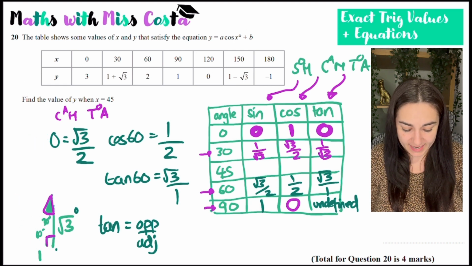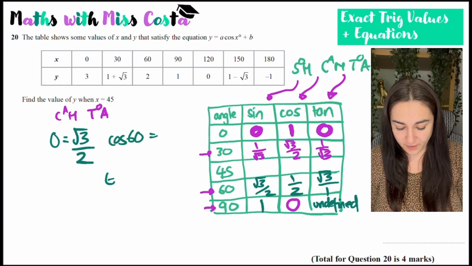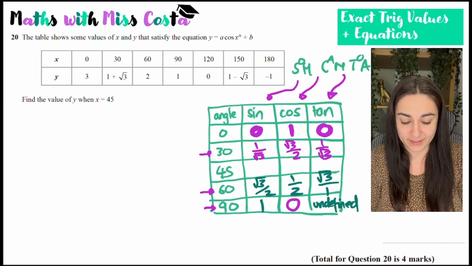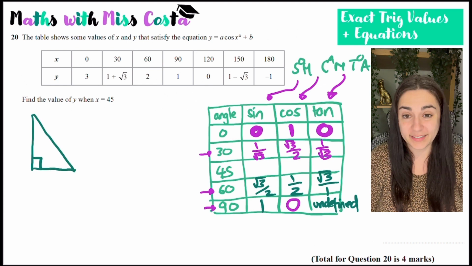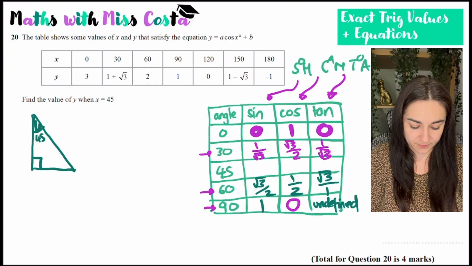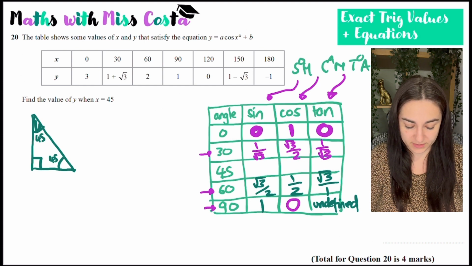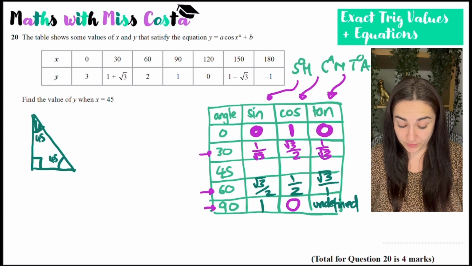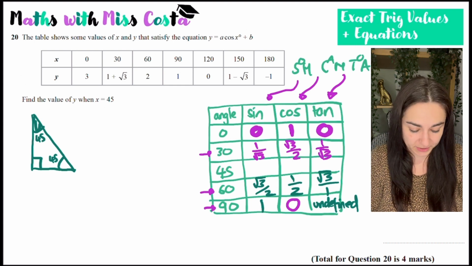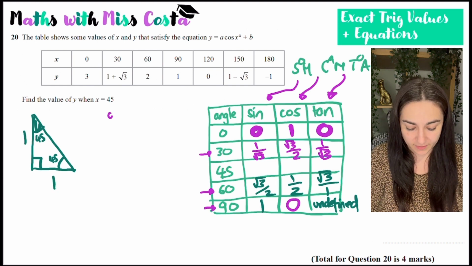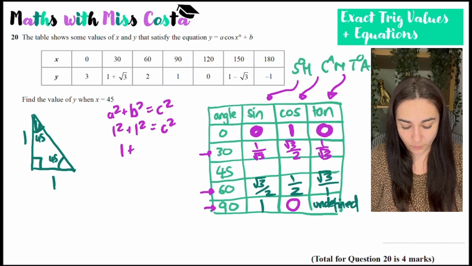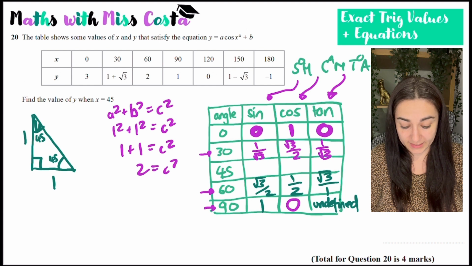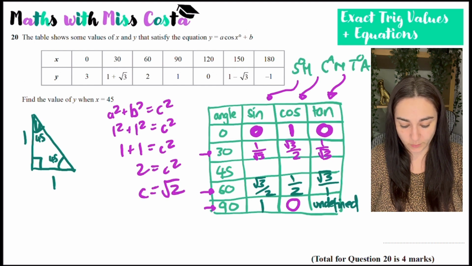Now for the next part, we have 45 degrees. We need to think, how could we create a triangle that has 45 degrees? Well, I could just start with a basic right angle triangle of 90 degrees and an angle of 45, and another angle would have to be 45. So that's how I could do this. Now I just use a unit triangle, so I'm going to say that this side is 1 and this side is 1. Using Pythagoras, a squared plus b squared equals c squared, I'd say 1 squared plus 1 squared equals c squared. 1 plus 1 is 2, so c squared is 2, so c is going to be the square root of 2.